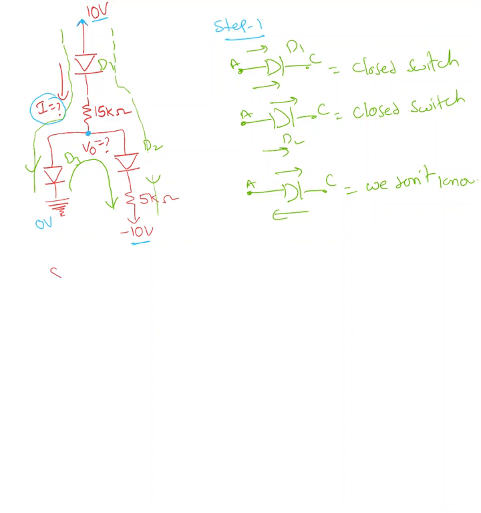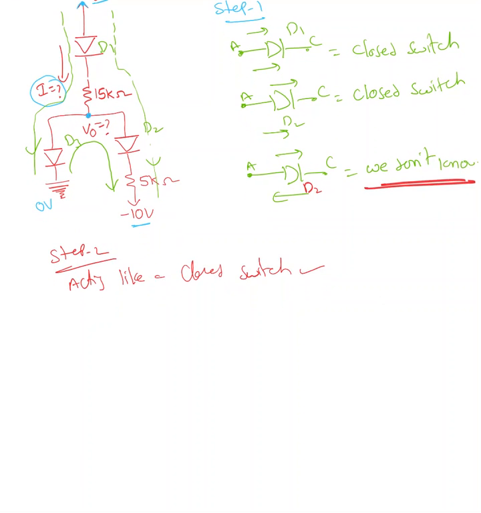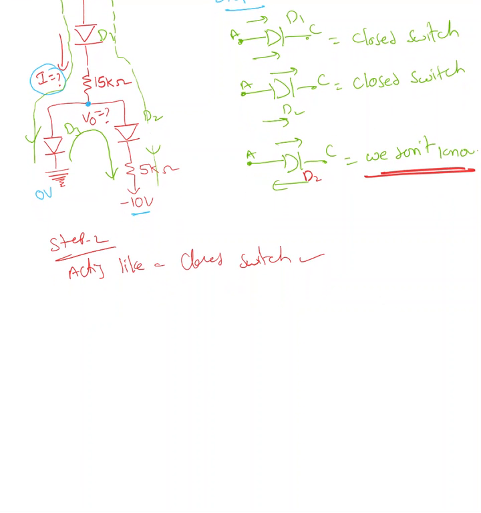Now step 2, okay, it's up to you. Assume, so it's only D3, assume whether it is acting like open or closed. For time being, I'm going to assume this is acting like a closed switch. Sometimes your assumption might be right in the first assumption itself, then you don't need to repeat step 2 again. Okay, so here I'm assuming it is acting like a closed switch.